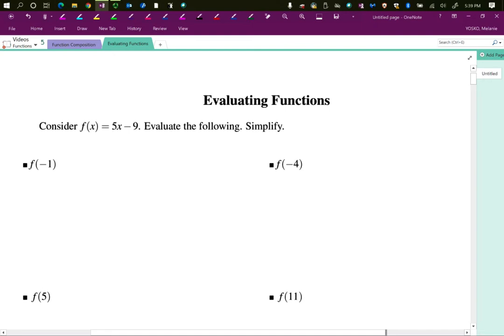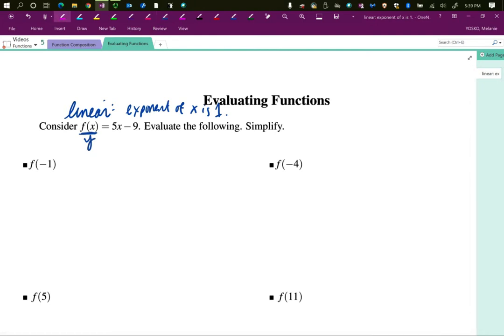Evaluating functions. So let's start with something that's linear. So this is a linear function, f of x equals 5x minus 9. We know it's linear because the exponent of x is 1. Okay, and remember this guy right here is like a y, like y equals 5x minus 9.